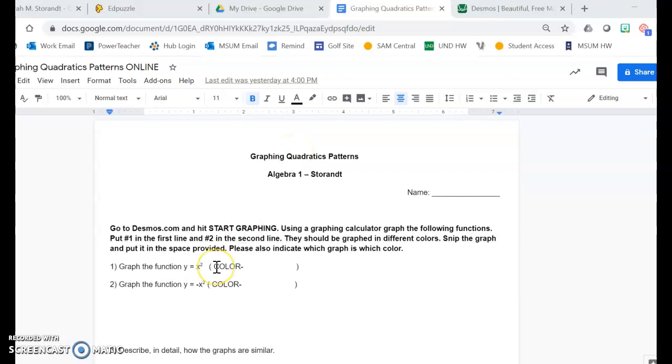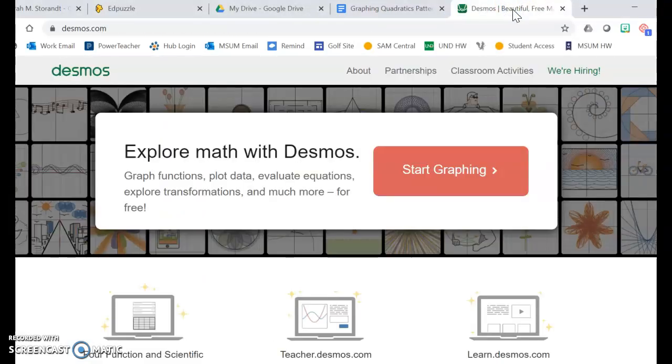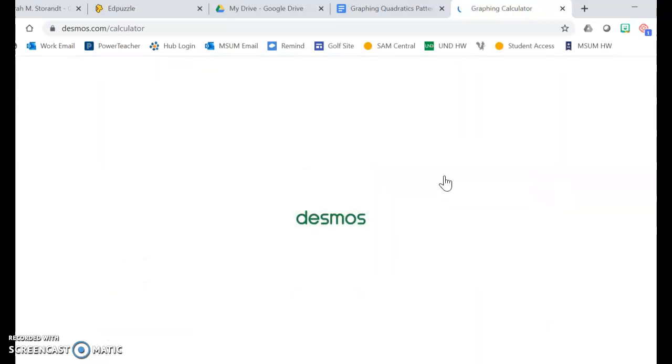So if we just read through the directions, and I might do the first one with you, and then I'll let you do the rest for your homework. It says go to desmos.com and hit start graphing. So I have Desmos pulled up. I went to desmos.com. Again, here's that big red start graphing button, and you will click on that.